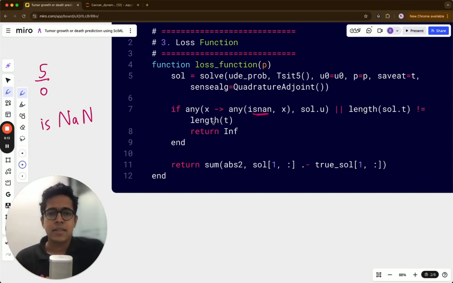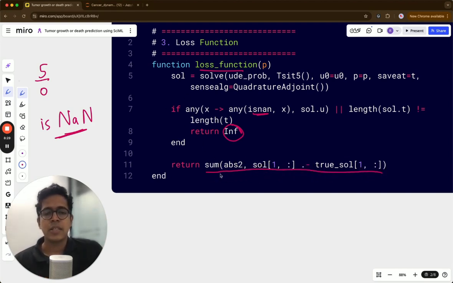If that exists, then what you're saying is, okay, your loss should be infinity, because whatever you have done in your UDE to solve this problem has resulted in not a number, which means your loss should be very, very high. Otherwise, you simply provide the mean squared error as the loss. So this is the mean squared error. Then you return it. So that is the definition of the loss function.